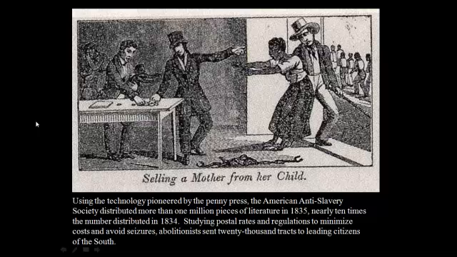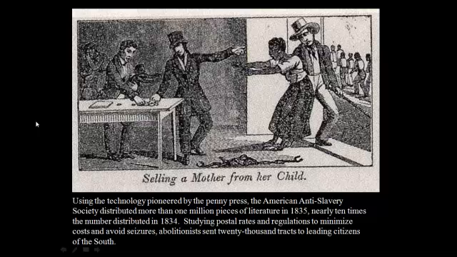And this is all in the mid 1830s, using the same technology, the steam-driven printing presses that the penny press, the cheap, sensationalized newspapers, were using in this same decade. So using that technology, the American Anti-Slavery Society distributed more than 1 million pieces of literature in 1835 alone, nearly 10 times the number distributed the year before.